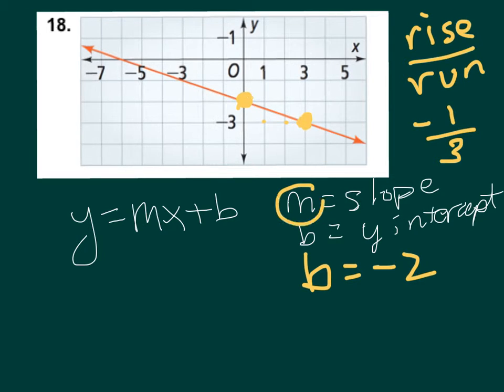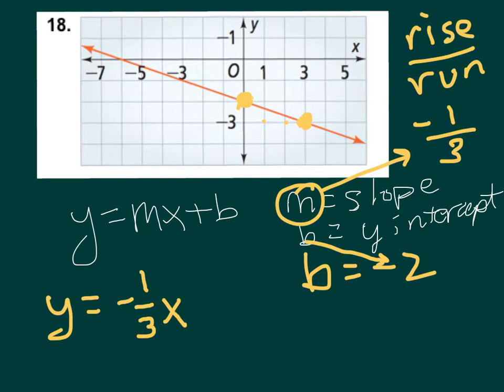So I've got my m right over there, and I've got my b right down here. Now I can fill this equation in. Y equals -1/3 x minus 2. There's my equation of that line. I'm going to press on and start talking about graphing each of the equations below.